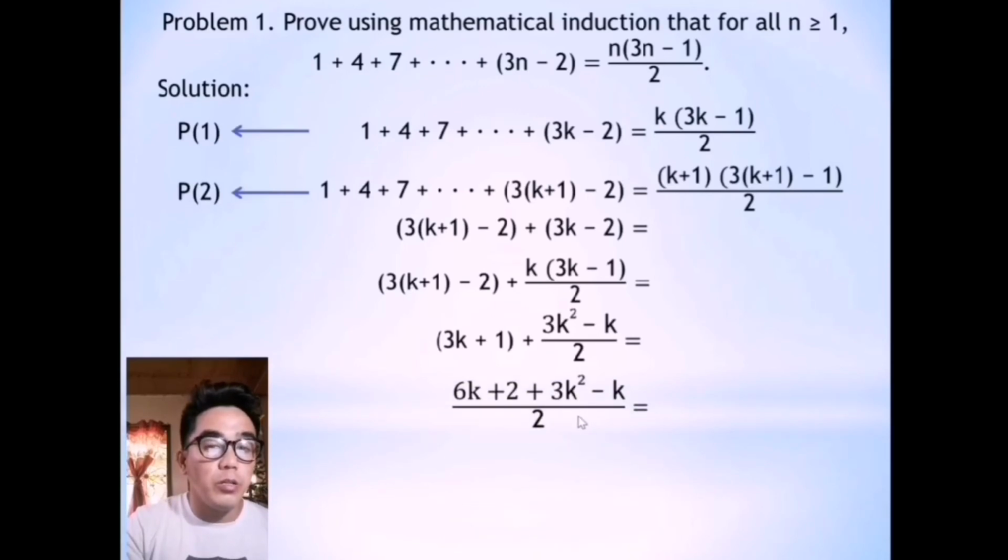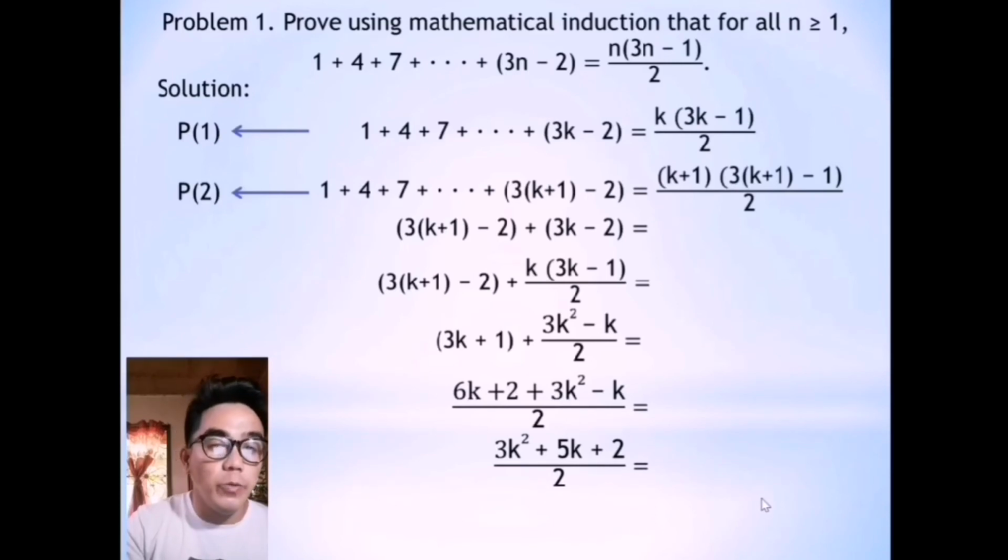As you can see here, the degree is 2. So meaning to say this equation is a quadratic equation, and we're going to arrange it in descending order of the degree. So it becomes 3 times k to the power of 2, then 6k minus k is 5k will be the next, then add 2. So we have 3k squared plus 5k plus 2 over 2.